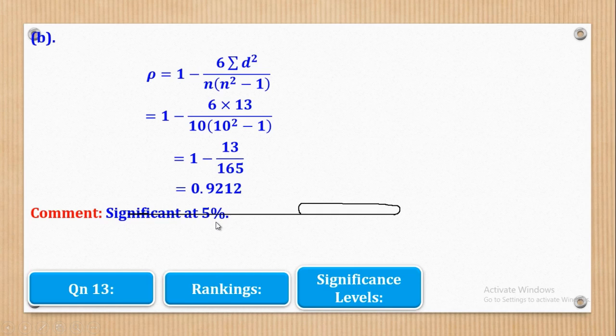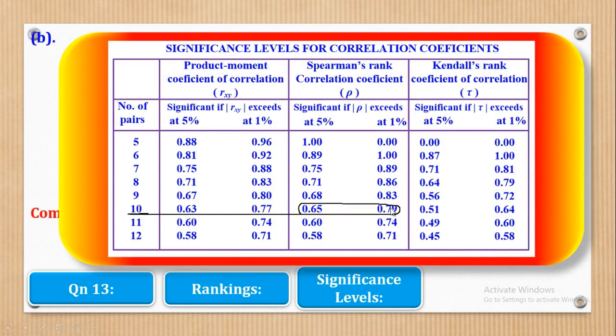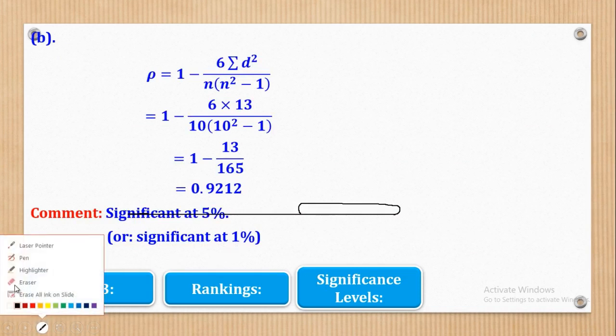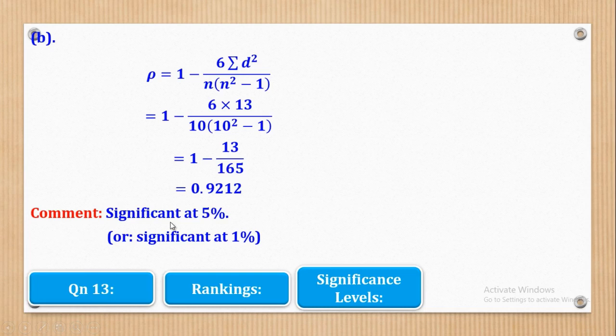But you can also comment at 1%. For example, compare this 0.79 with the calculated value. You realize that the calculated value is 0.9212 and the table value is 0.79. That means that the calculated value exceeds this value at 1%. Therefore, because it exceeds, you say significant at 1%. So basically, that's what they wanted in part B, and let's see how marks can be awarded.